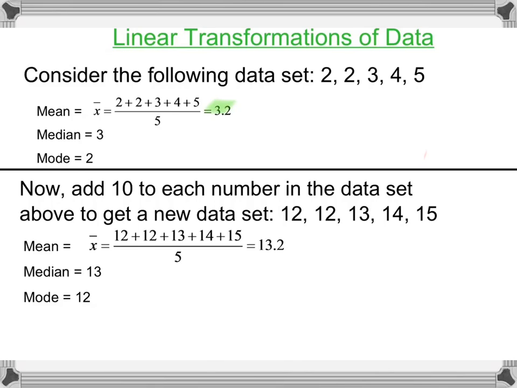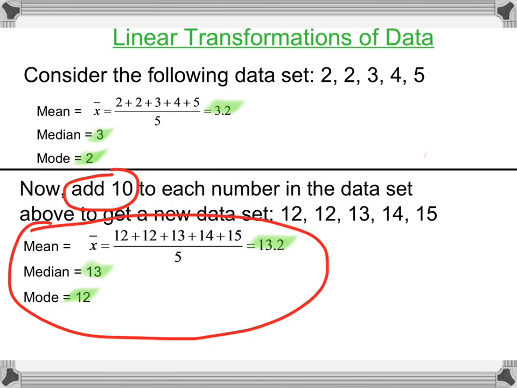So your mean was 3.2, and your new mean was 13.2. Your median was 3, and your new median was 13. Your mode was 2 before, and now it's 12. So the thing to draw out from this is, if you are adding something to every single number in the data set, it only works if you're adding it to every single number, then your measures of central tendency will just be added by that amount as well.